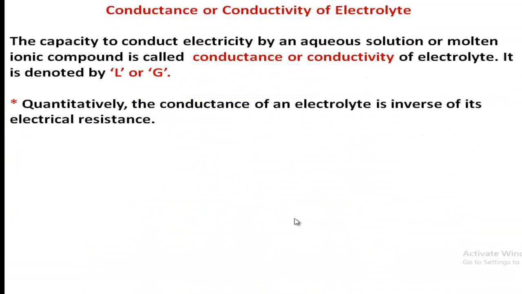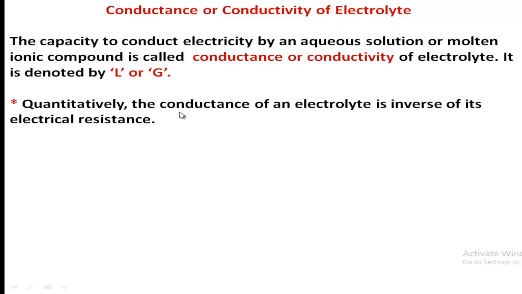The capacity to conduct electricity by an aqueous solution or molten ionic compound is called conductance or conductivity of the electrolyte. It is denoted by capital L or capital G. That means the ability to conduct electricity by an aqueous solution or molten ionic compound is known as the conductance or conductivity of that electrolyte.